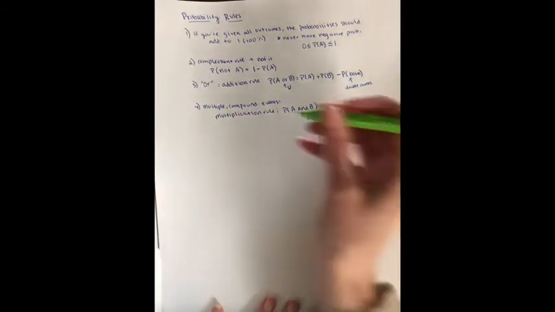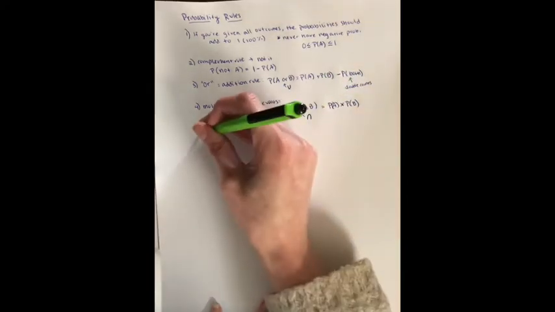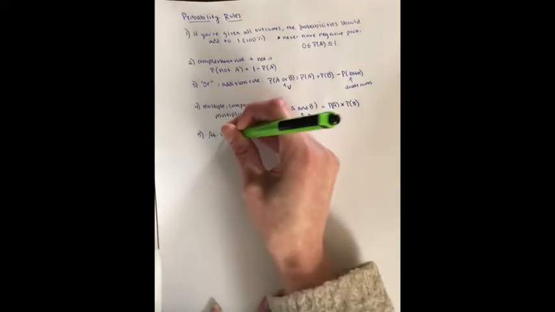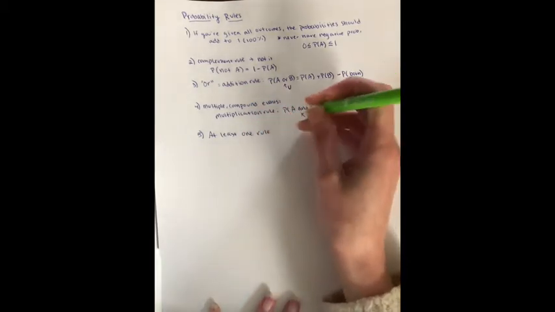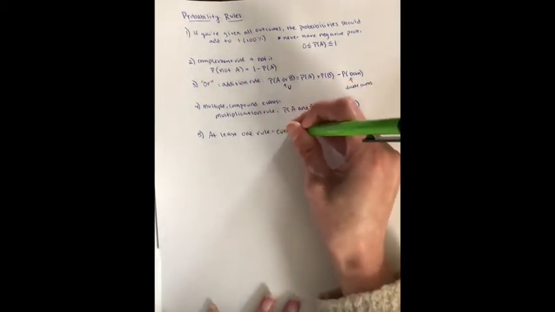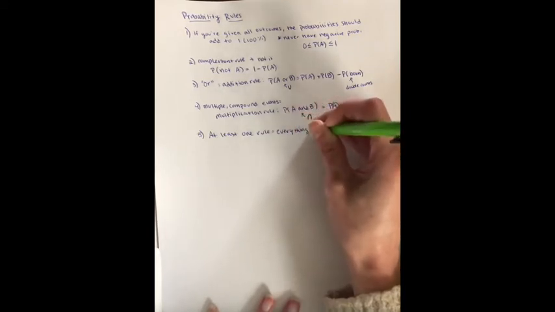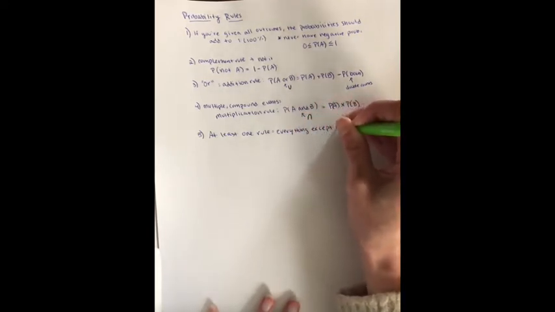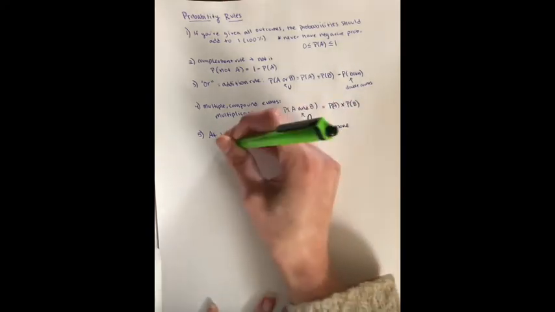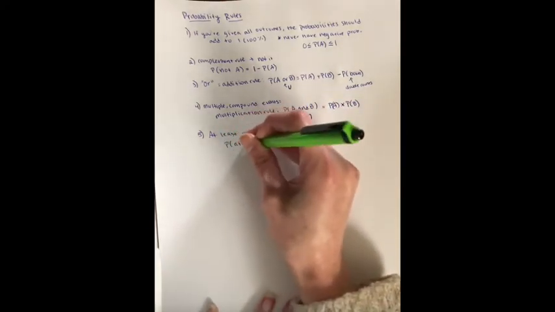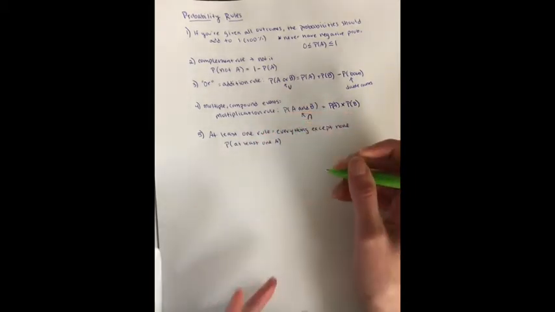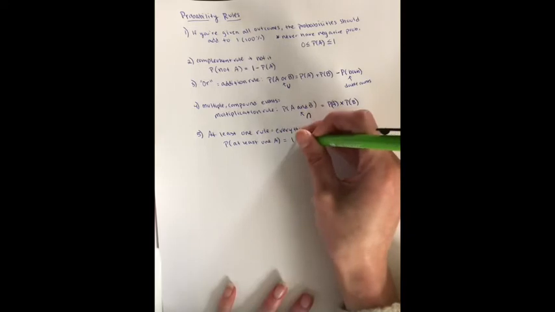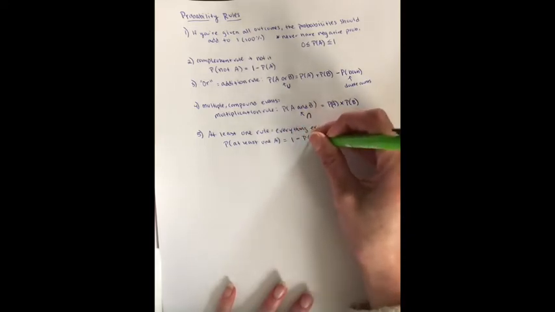All right, so these are some of our big rules. There's a couple more. We also had the at least one rule. And that was like saying everything except none of them. So the probability of at least one A out of 5 different objects is everything except no A's, or none of A.